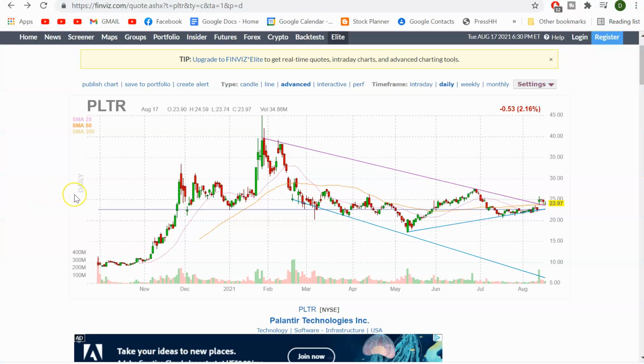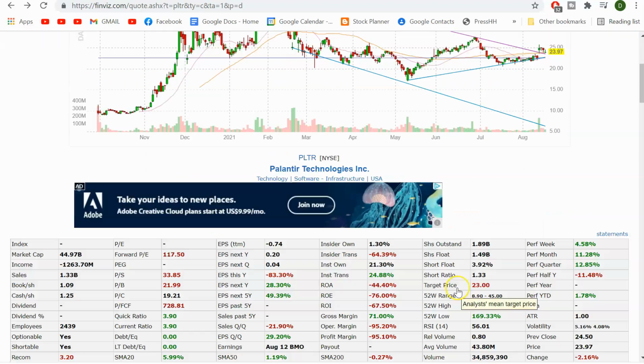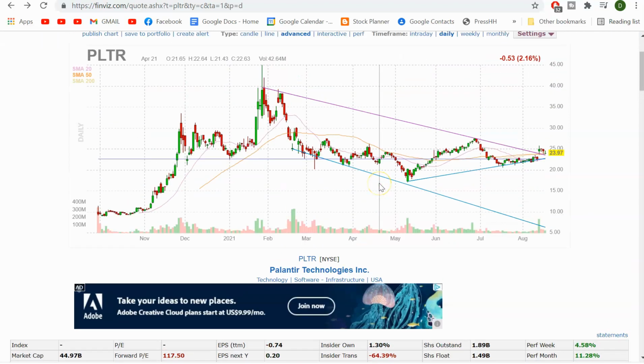This is FinViz. It's free. I like to go to it. I like the fact that they put little channels in there without having to do a lot of work. And it's at the top of the channel now. If you believe in this kind of scenario, lines, if you believe in lines, it might come down to here. The target price is 23. What's it currently trading at?